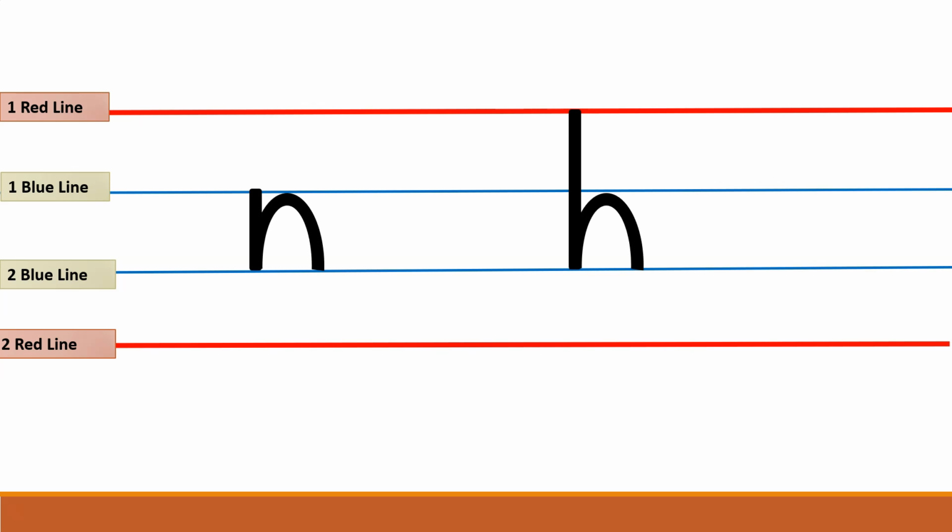Accidentally, if you write the standing line tall while writing n, then n will look like an h. The same thing will happen while writing the h. Accidentally, if you write or draw the standing line short, your h will look like n. That's why it's very important to use a 4-line book while teaching the alphabet. Don't make them write on plain paper or single line paper.